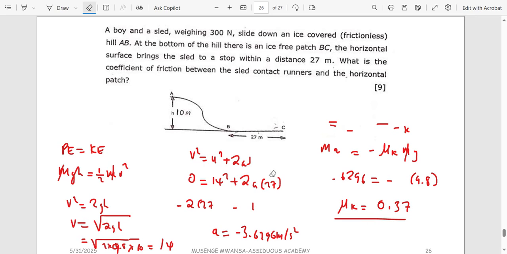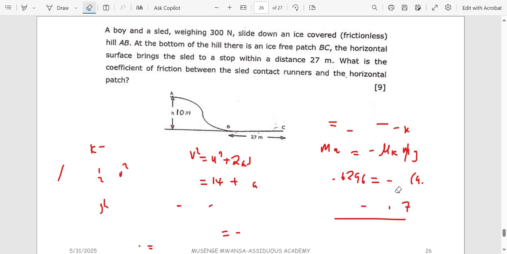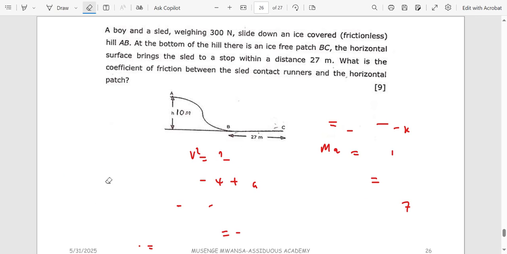Are we okay with what we've done? Is there anyone that's behind? Okay, please feel free if there's anything that you're not clear with.